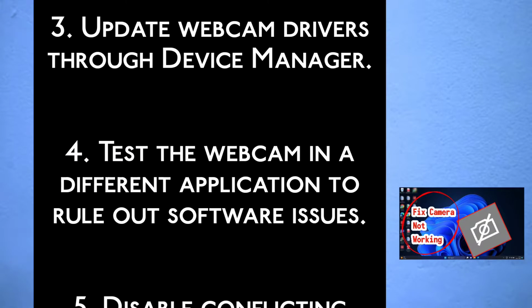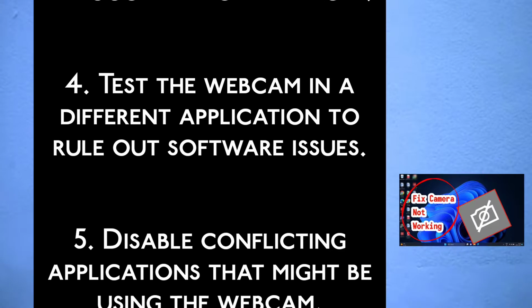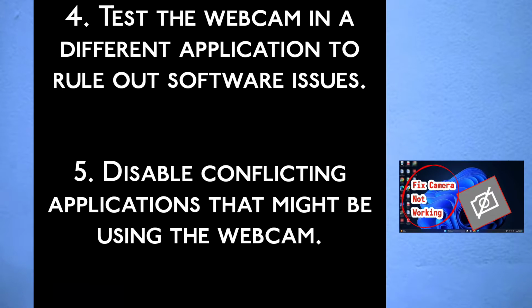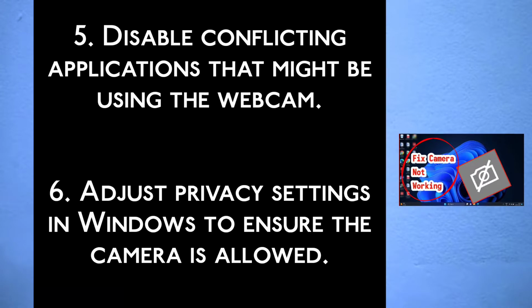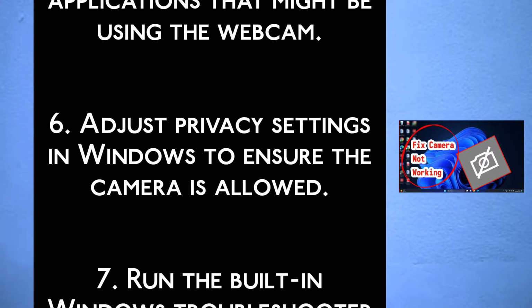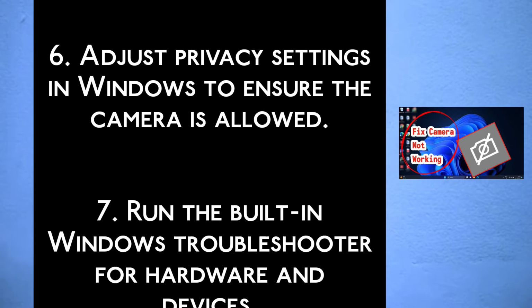Step 4. Test the webcam in a different application to rule out software issues. Step 5. Disable conflicting applications that might be using the webcam. Step 6. Adjust privacy settings in Windows to ensure the camera is allowed.